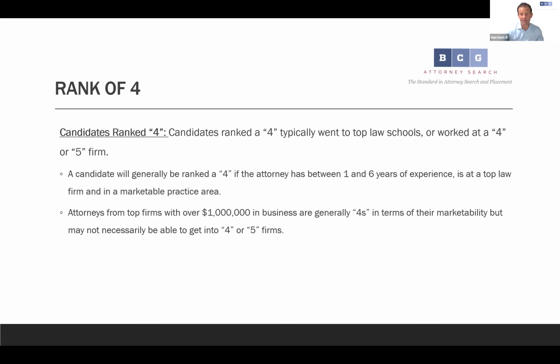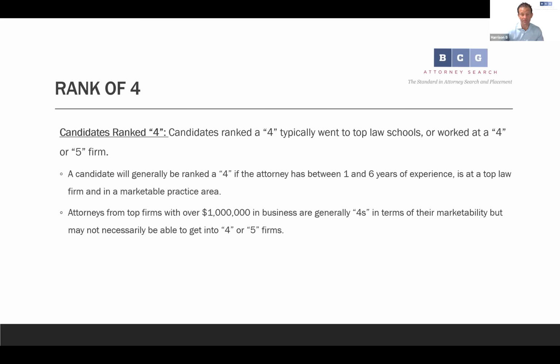And then if a candidate's ranked 4, they typically went to the best law schools, or if they didn't go to the best law schools, they did very well in another law school. Wherever they went, they typically will have worked at a 4 or 5 firm at some point. If they're a lateral, they've almost always worked at a 4 or 5 firm, unless they're in a really desirable practice area. So right now, for example, if corporate was really in demand, 3 candidates could certainly move into a 4 firm, because the market's just that good for different practice areas. And the candidates that are ranked a 4 will typically have 1 to 6 years of experience.